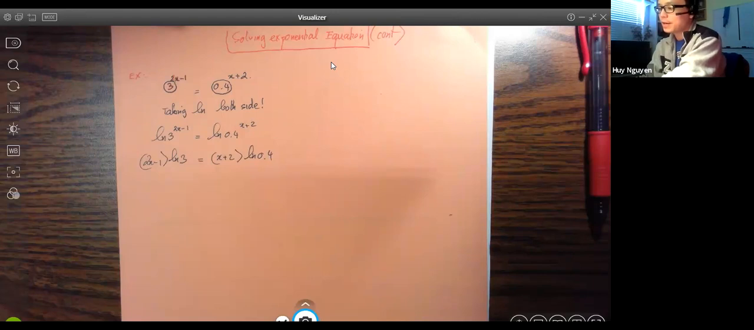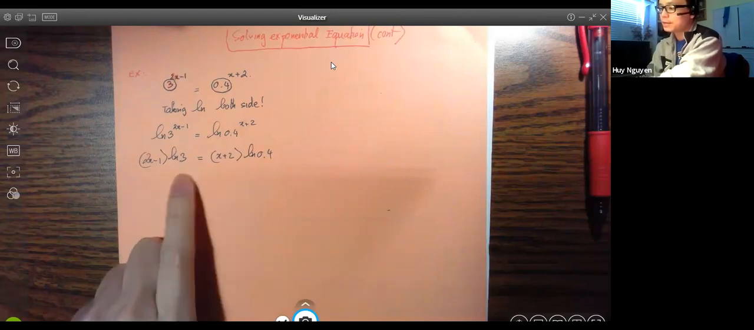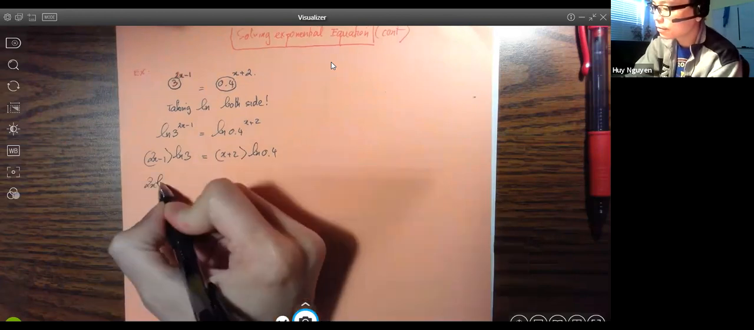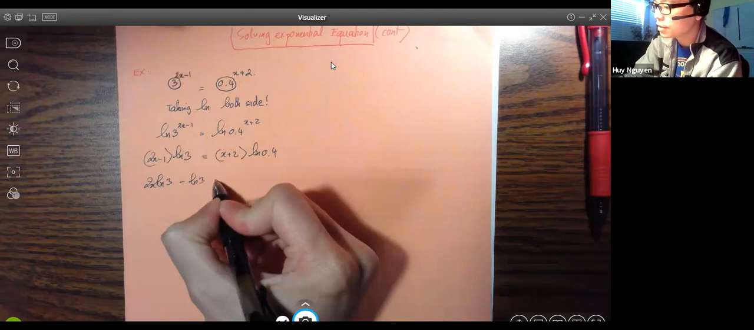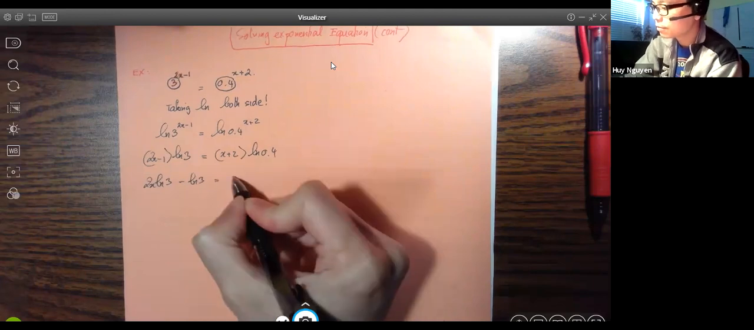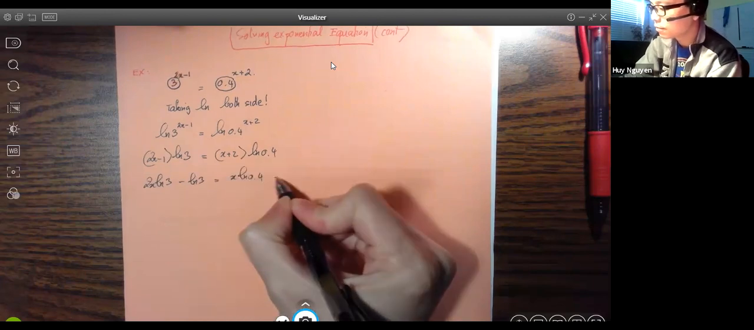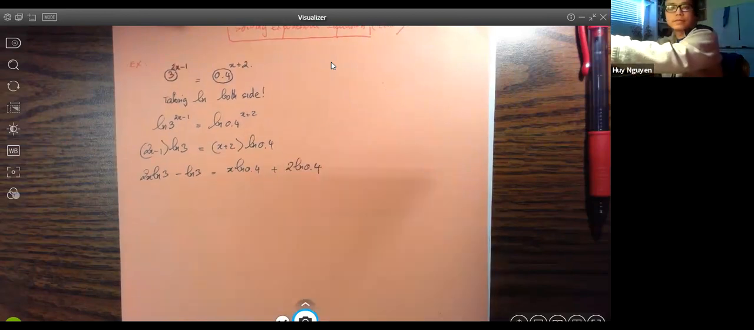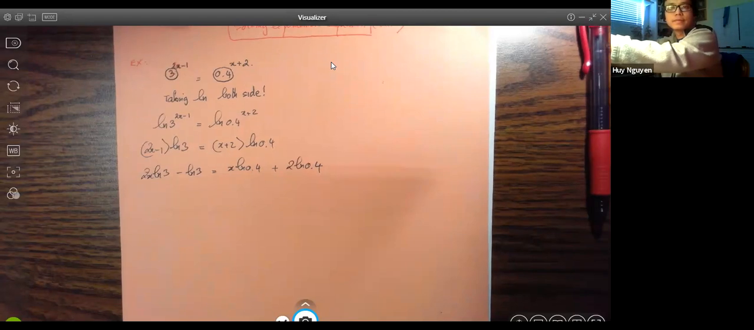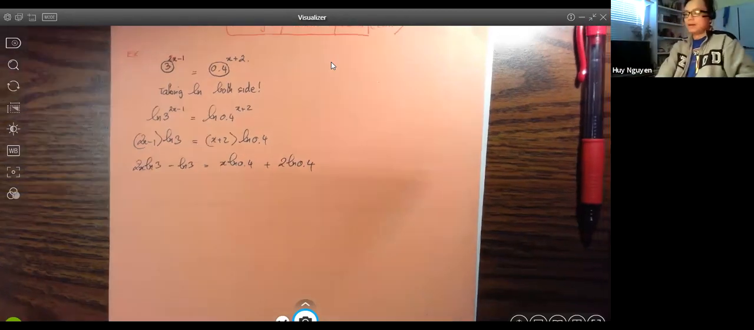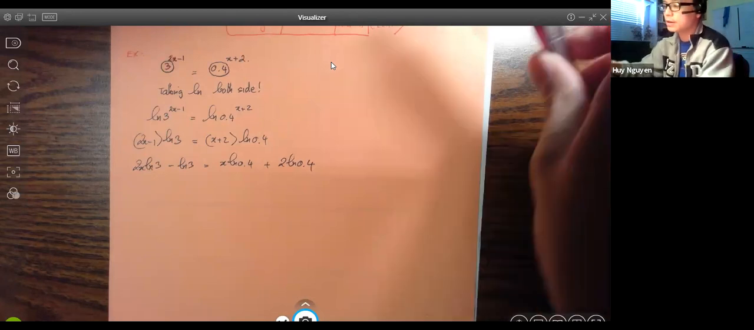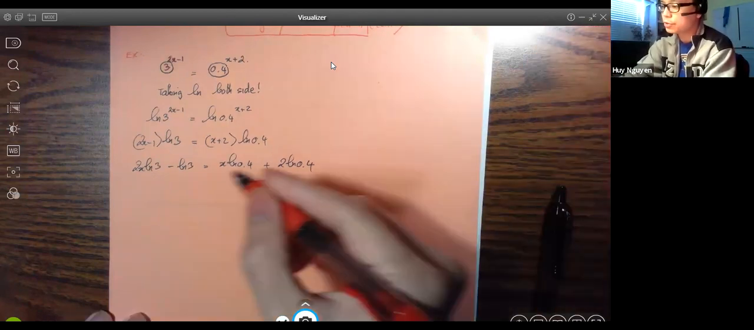All right, over here again, we have parentheses. I just distributed. After I distributed, I recognize that we have two terms with x.